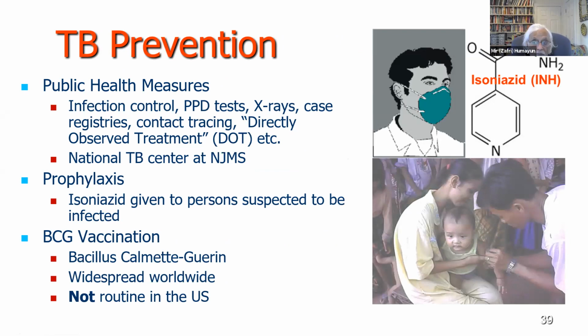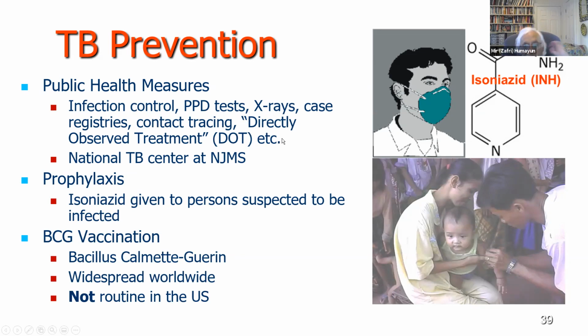So, like with any disease, prevention is the best practice. In TB prevention, public health measures are basically infection control, isolating patients, that is, PPD test to monitor exposure to TB, X-ray as part of the monitoring, maintaining case registries, contact tracing. You heard about contact tracing a lot in this pandemic era. And importantly, a public health measure is something called directly observed treatment.